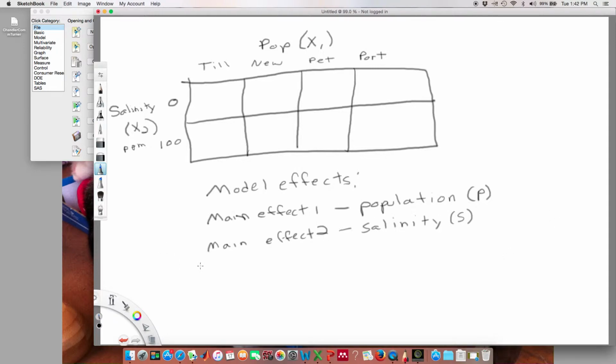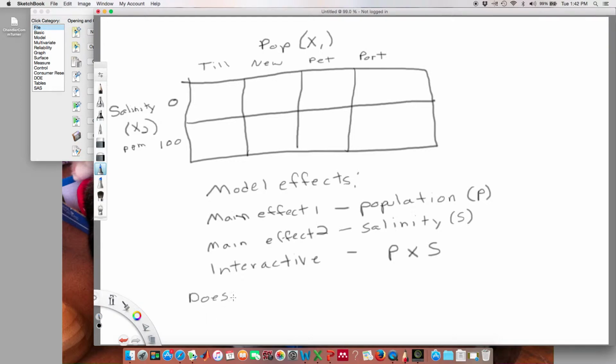So our last model effect would be our interactive effect, and it would be population by salinity. So population times salinity. So what does this really mean? What question are we asking with this interactive effect? Well, as I said, it's a bit more complicated. We're now asking, does the effect of salinity on mollusk shell length depend on mollusk population?